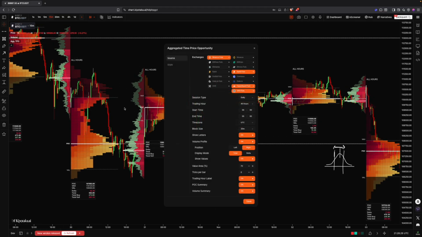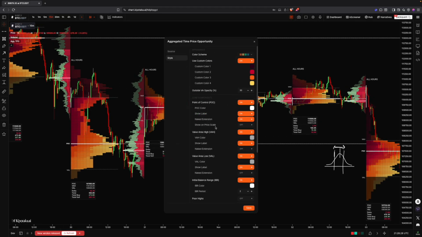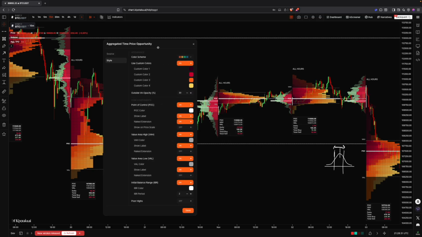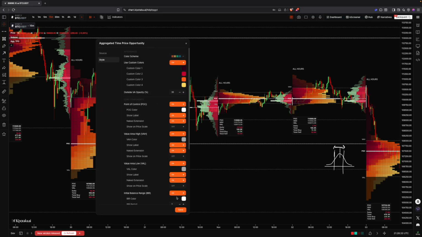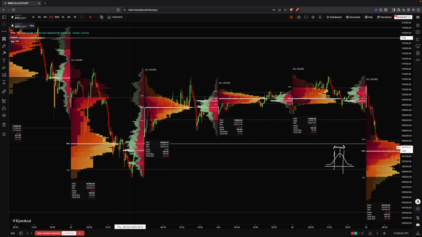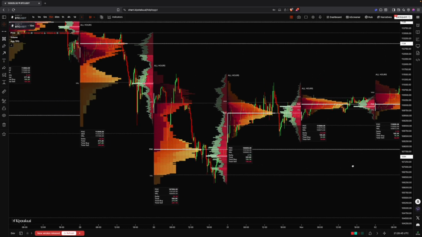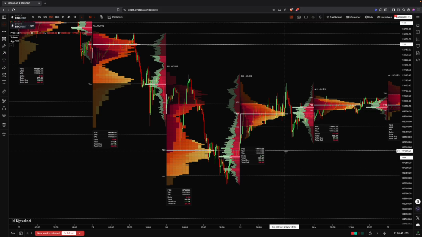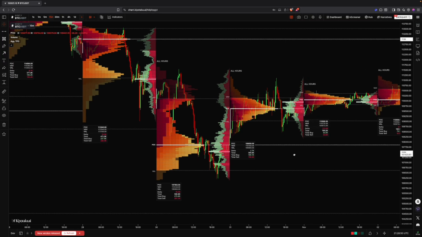And this is the same for your value area low, your value area high. You can put all these on your screen as well as you can show on price scale. Or I'll show this POC here. 108K is where this naked point of control was, right? And it's a little bit off, but we'll fix that.